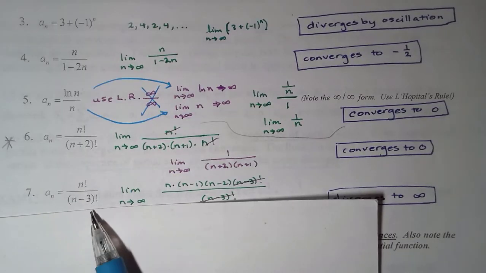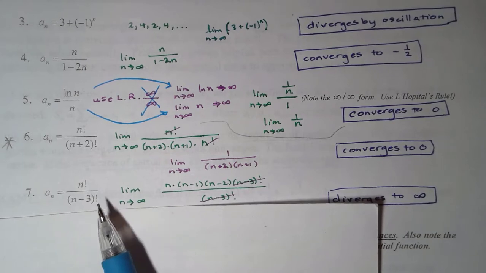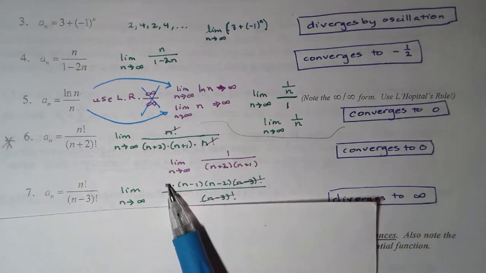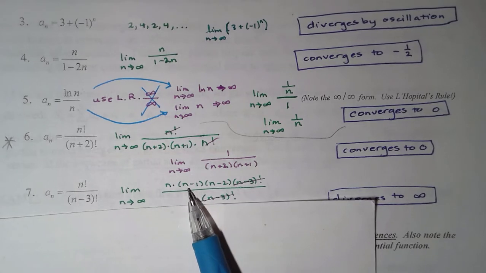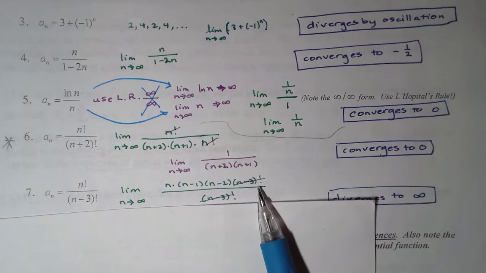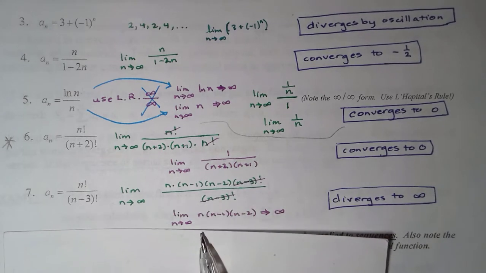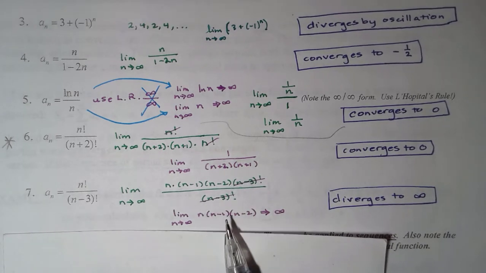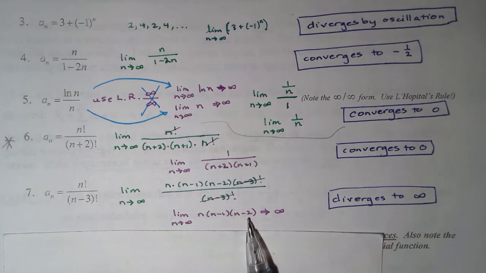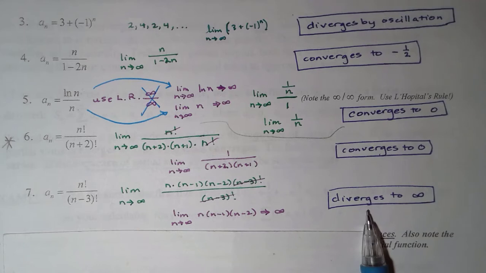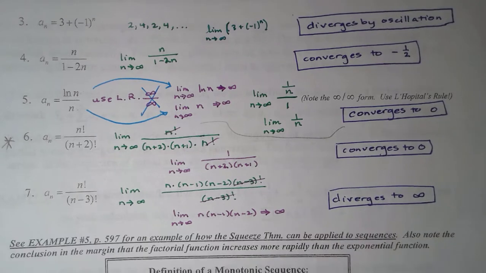So number 7, we need to approach in a similar way, except I need n minus 3 factorial, so I'm going to use the numerator and take away 1. n times n minus 1 times n minus 2 times n minus 3 factorial. Those cancel. That leaves me the limit as n goes to infinity of n times n minus 1 times n minus 2, which is infinite. So this diverges to infinity.